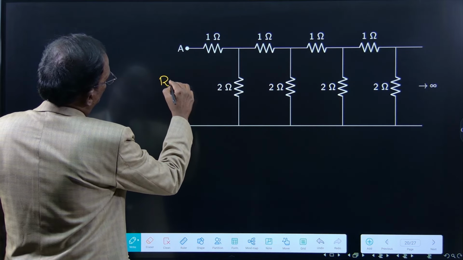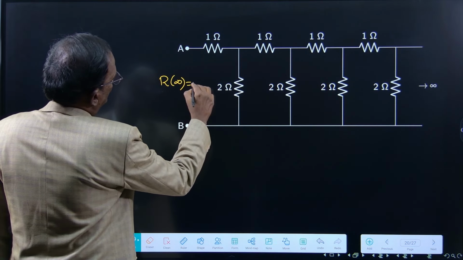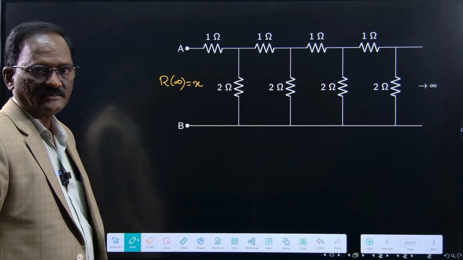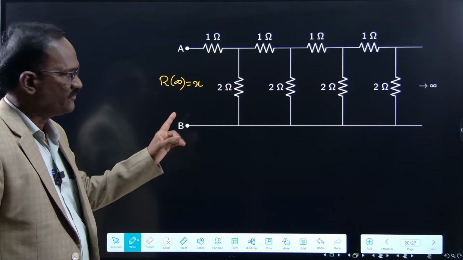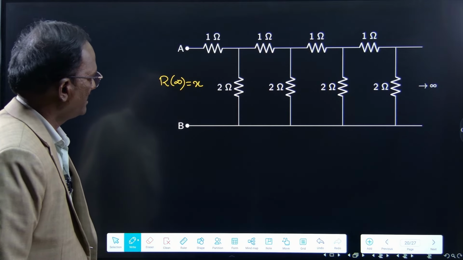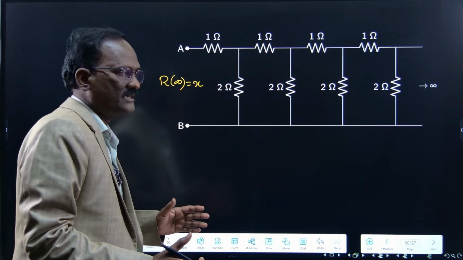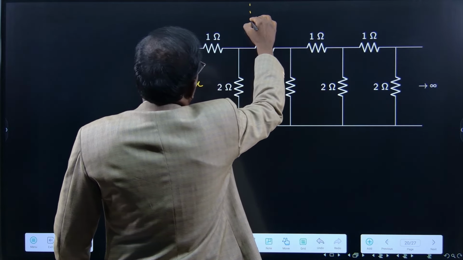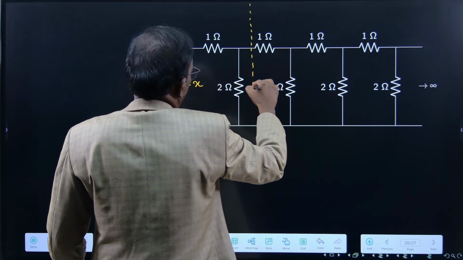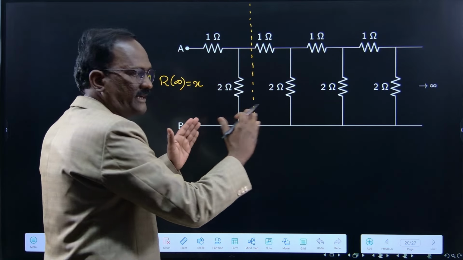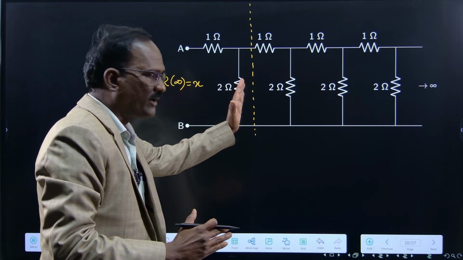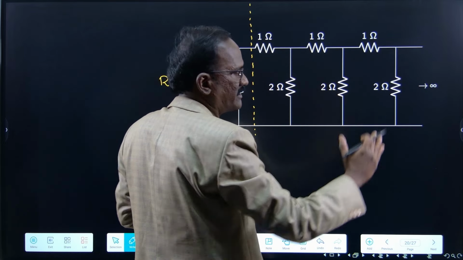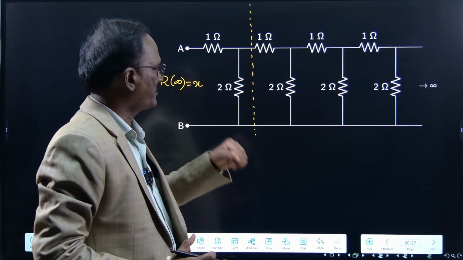This is R of infinity network. Let us assume the answer is X. Finally, we are going to find the value of X. Here, infinity rungs are available. Let me break the entire circuit at this point. I am separating the two circuits, taking only one rung here, and removing the entire remaining part from the circuit.